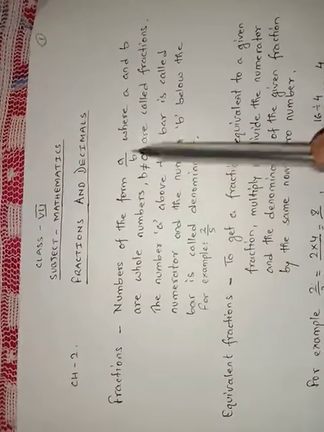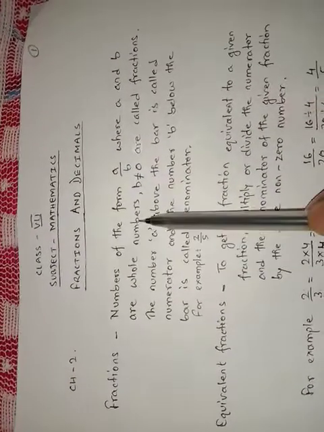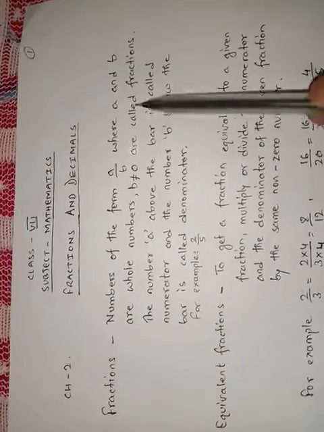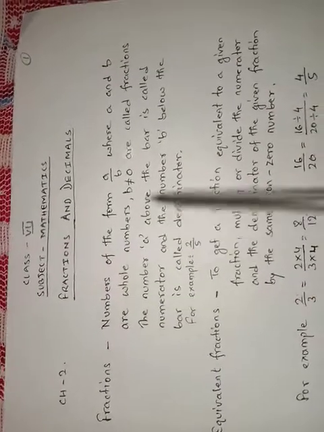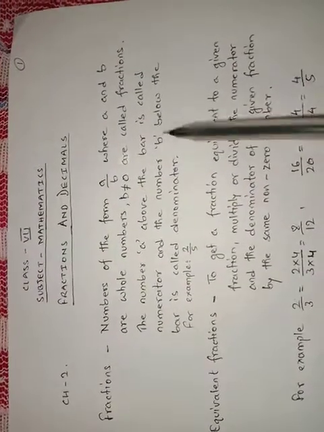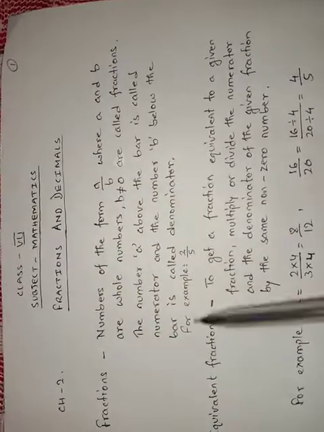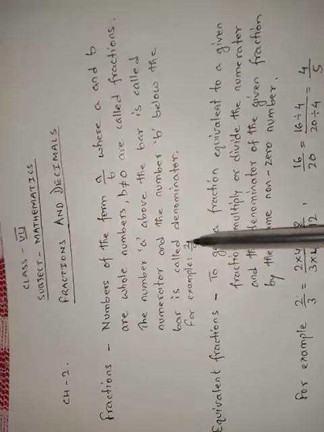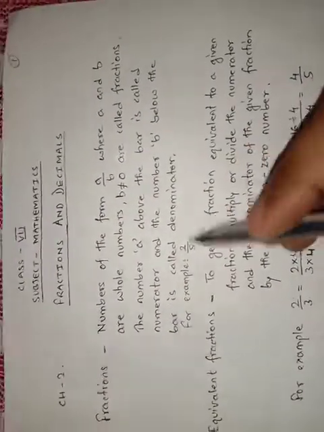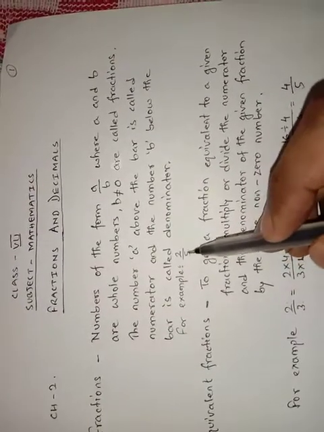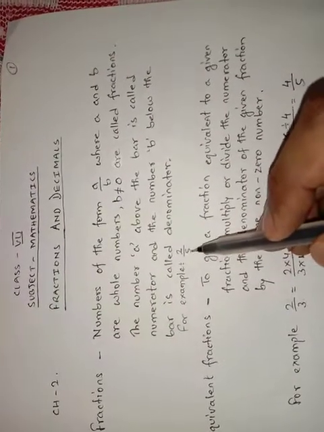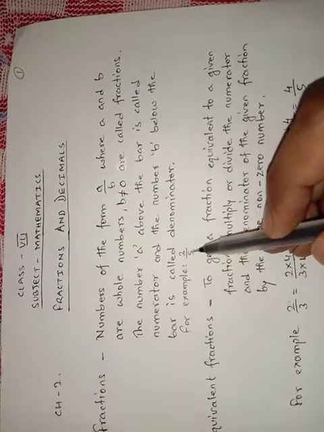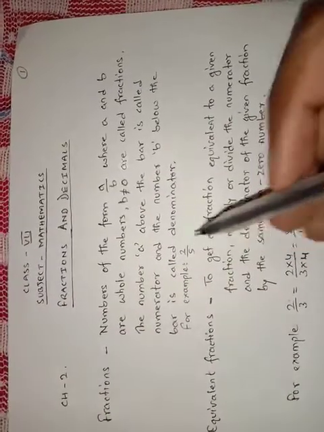Numbers of the form a by b, where a and b are whole numbers and b is not equal to 0, are called fractions. The number a above the bar is called the numerator and the number b below the bar is called the denominator. For example, we have a fraction here, 2 by 5. This number 2 is above the bar, so this is the numerator, and this 5 is below the bar, so this is the denominator. That is, 2 is the numerator and 5 is the denominator.